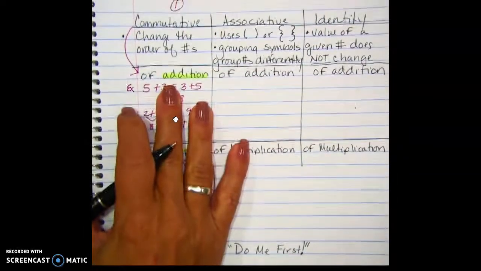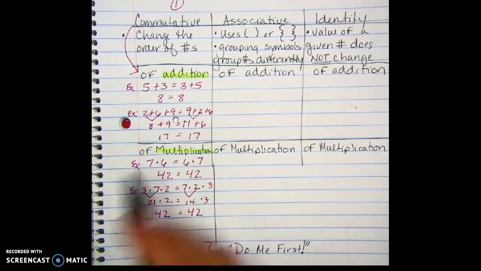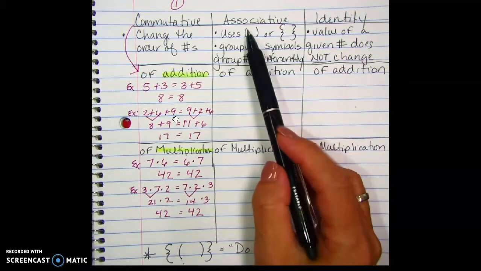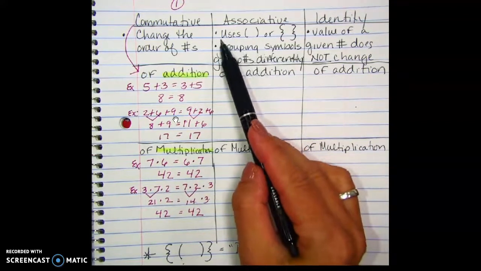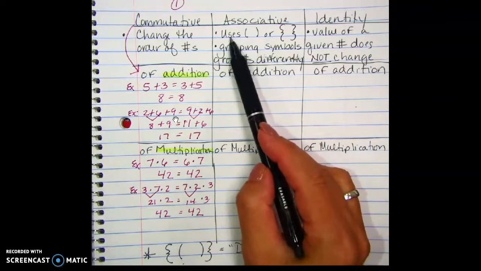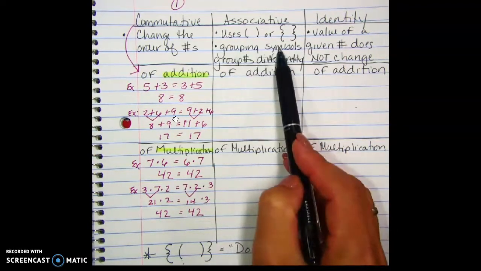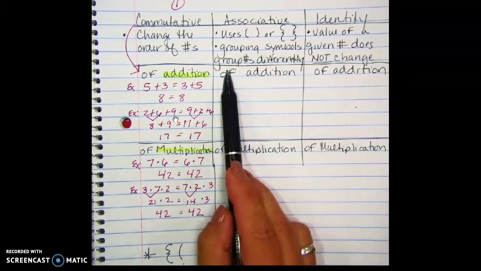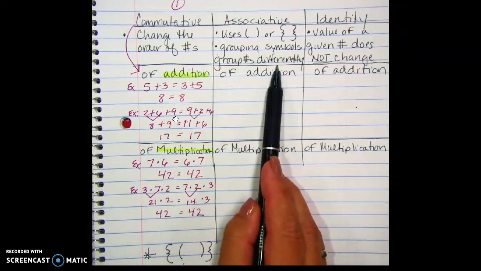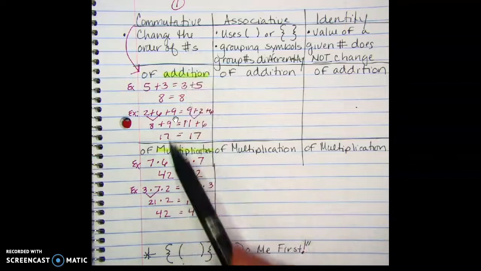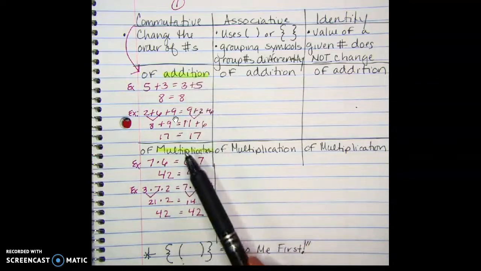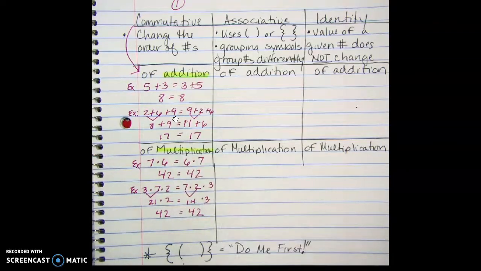So let's take a look at the associative property. You probably haven't gotten a chance to write it down. Now would be a good time. The associative property uses parentheses or brackets. They are grouping symbols. What they do is group numbers differently. So again, just like commutative, it only works for addition and multiplication, not for subtraction and division.